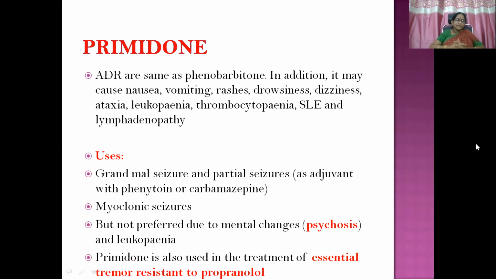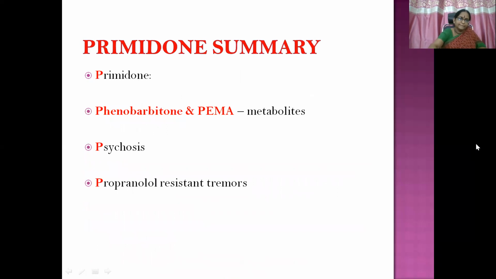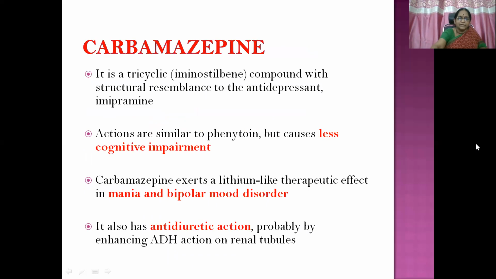This molecule can cause psychosis. That's why we are not using this molecule at all. It is also used in the treatment of essential tremors resistant to propranolol. So summary slide of primidone. Metabolites, that is phenobarbital and PEMA, and a dreadful side effect, not dreadful, we can say a discomfort creating side effect, that is psychosis. So because of which the drug is not used nowadays, and it is also used for propranolol resistant tremors. P for metabolites, psychosis, and then propranolol resistant tremors. Then carbamazepine, another molecule.